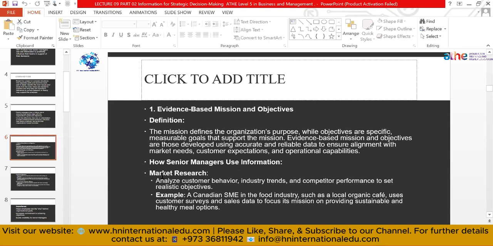How do senior managers use this information? The first is obviously market research. Analyze the consumer behavior, what they want, their needs, their wants, their expectations, the trends of the industry, the competitive performance, which is again just like you but in the same industry, to set realistic objectives. And even the objectives should be realistic. They should not be fake. Realistic objectives are the ones which you can achieve, and they are accepted in all terms.